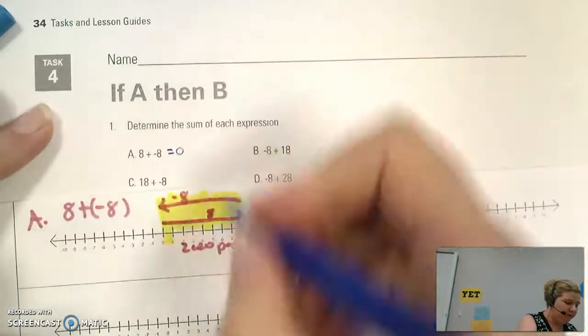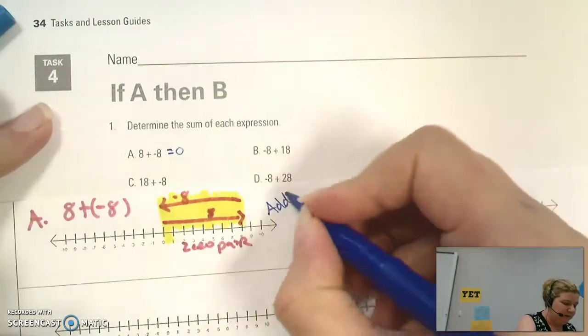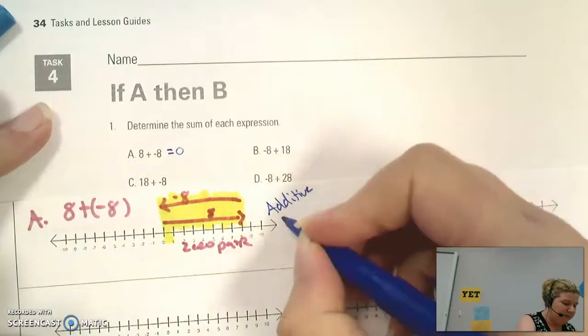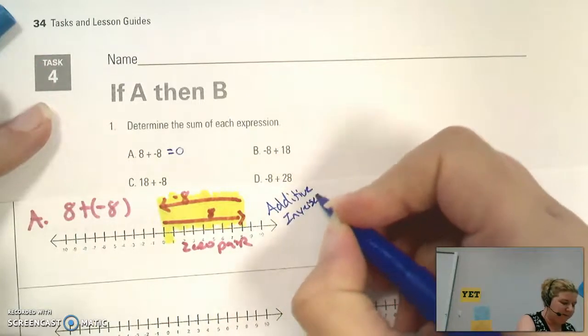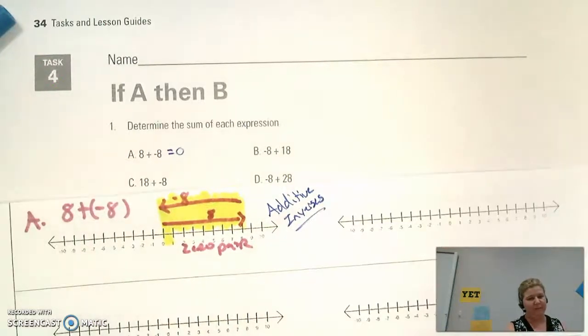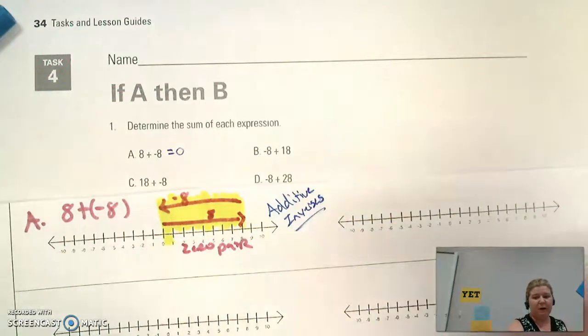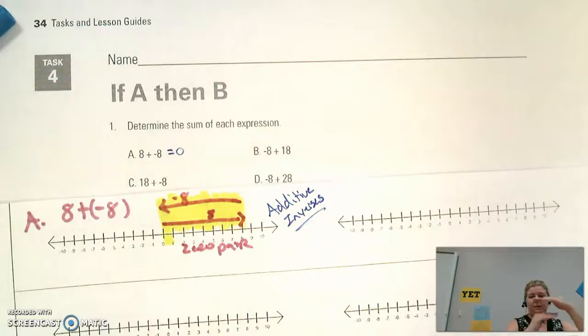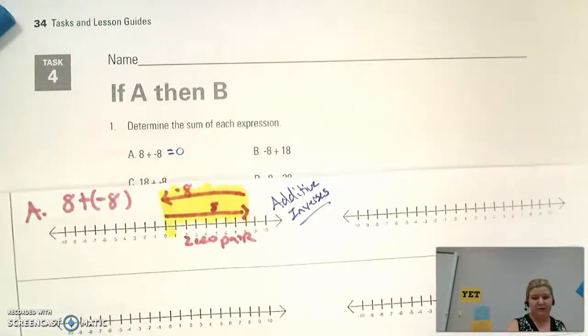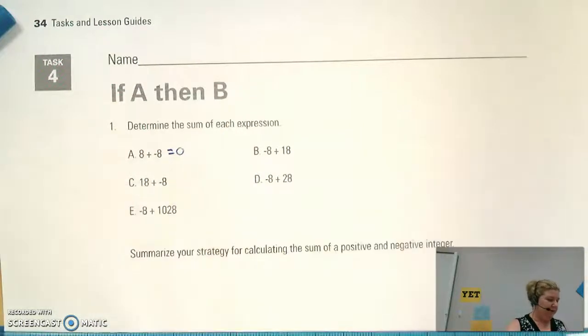We could call these additive inverses. That's what they are. Throw in that vocabulary. If we look at the arrows, they have the same length. They're overlapping. They have the same absolute value, but the arrows are going in opposite directions. So the opposite direction, same length. That's what additive inverses look like on the number line.